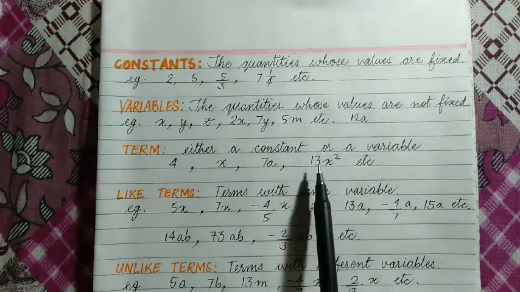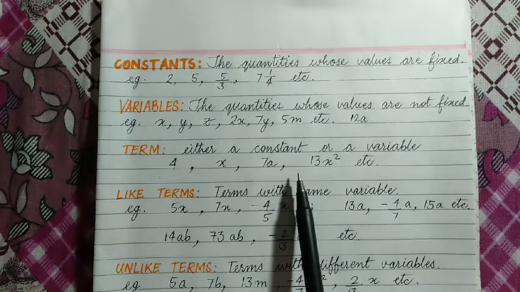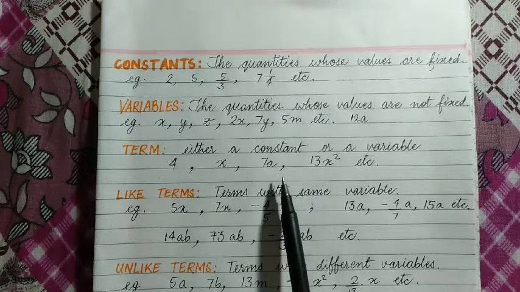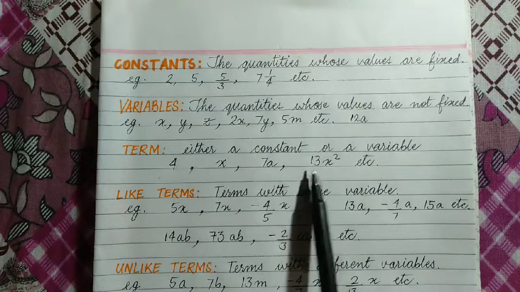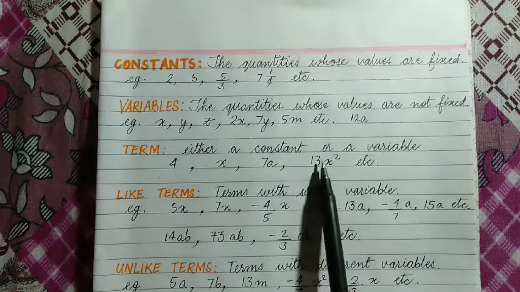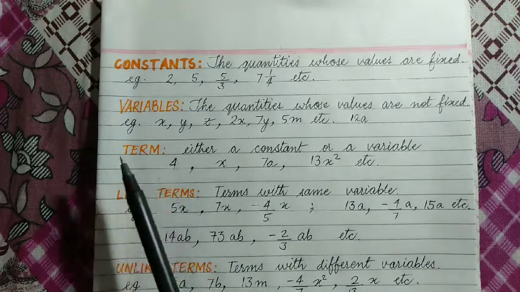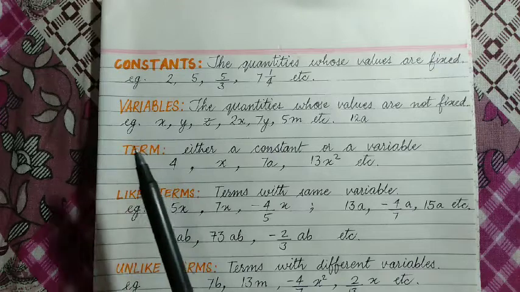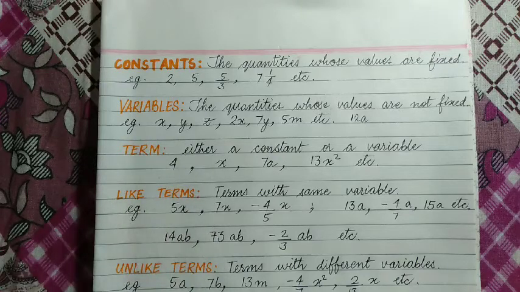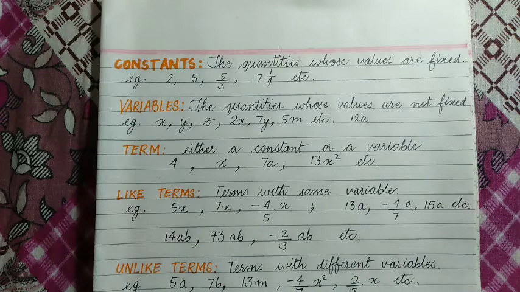13x squared, x squared, x is a variable, that's why x squared becomes a variable. 13 is a constant, but since it is multiplied with x squared, the whole term becomes a variable. Alright, so a term actually means it's either a constant or a variable. So these are the examples taken.